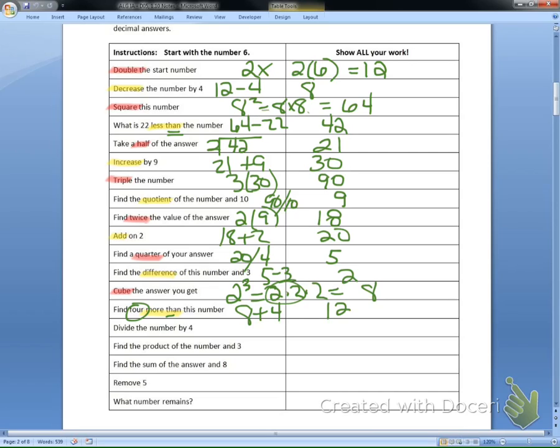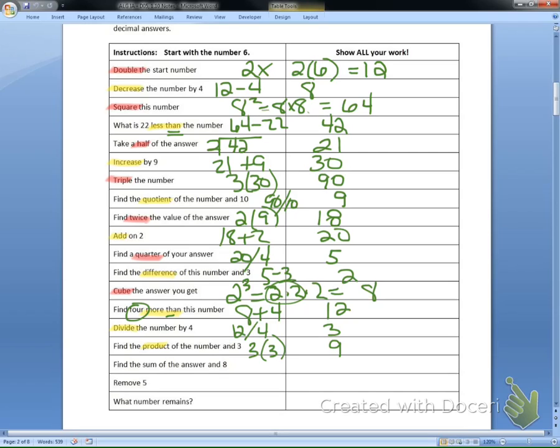Alright, we're almost done. In the next line it says divide the number by 4. Obviously the key word is divide, so we'd have to take 12 divided by 4, which is equal to 3. In the next line it says find the product of the number and 3. The key word here is product. So the product of the number, so the 3, and the other 3. 3 times 3 then is 9.